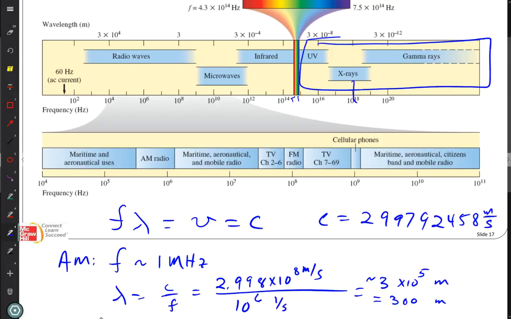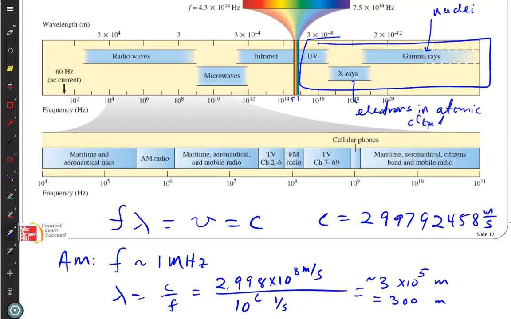X-rays come from electrons in atomic or molecular clouds. Gamma rays come from nuclei. So the names X-rays and gamma rays are specific to the source. And typically, the gamma rays are highest frequency, highest energy. The X-rays are lower, and so that's why they're shown here. But you don't have clear segregations on those because it's based on the source, not on a wavelength range or a frequency range. So there's our electromagnetic spectrum.